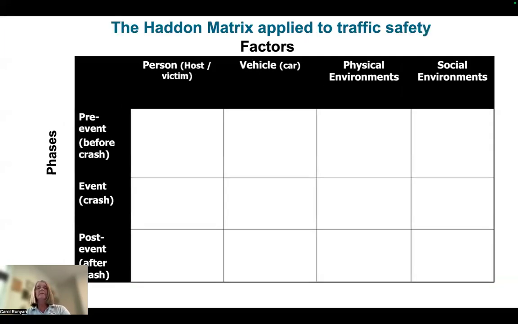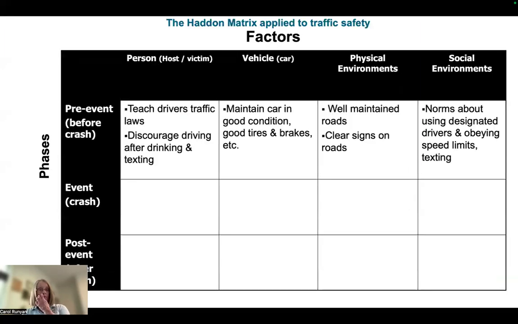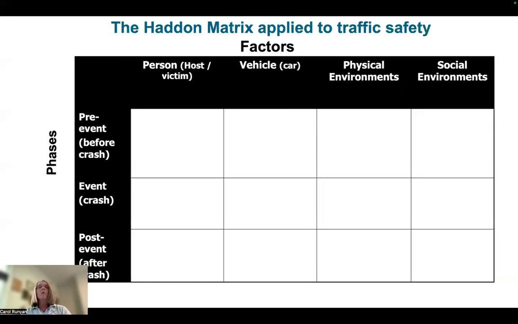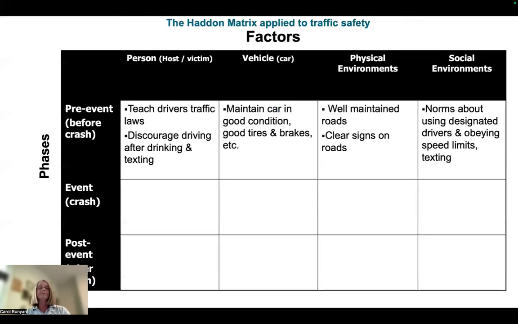So let's look at an example. In the case of a motor vehicle crash, we might be talking about the host is obviously the person who's injured. In this case, we're talking about the car, that product, that vehicle, physical environments and social environments. And the event is the actual crash. And then things that keep the crash from happening and things that one might implement for use after the crash, having their effect after the crash to minimize the effects of the crash.